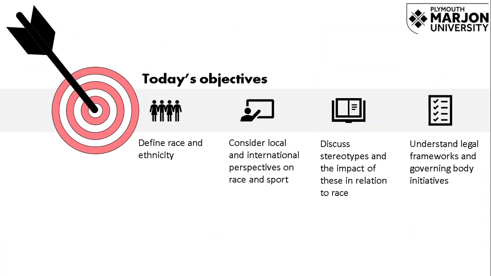In this lecture, we're going to start by defining race and defining ethnicity, exploring the key differences between these and how these are often misinterpreted. We'll then consider local UK perspectives on race and sport and international perspectives on race and sport, including viewing historical examples such as the British Empire, the Berlin Olympics under Hitler, and apartheid in South Africa.